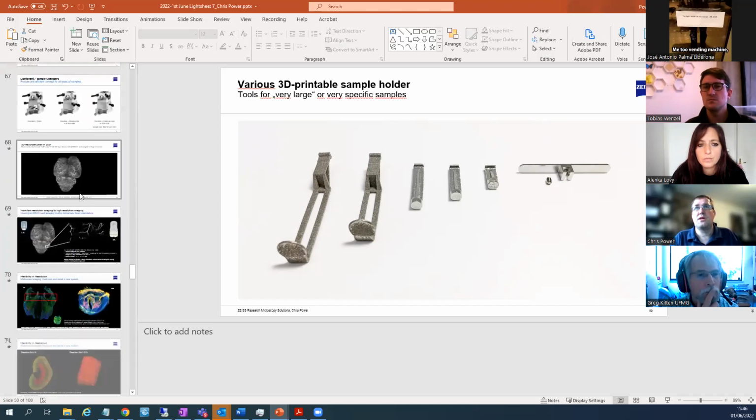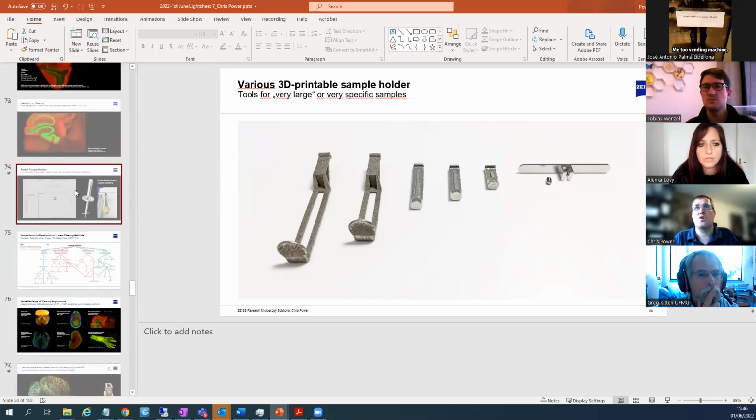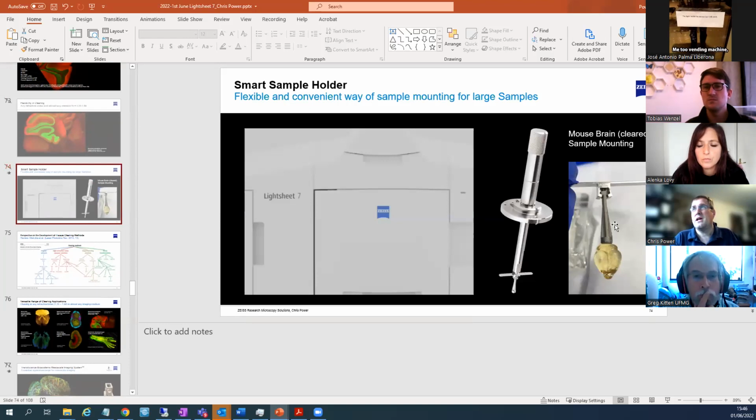Let me see. There was a slide I think I didn't show that shows the stub. Here we go. So this is the kind of mount here where you have a brain and you just use super glue to put it on the end of the stub.